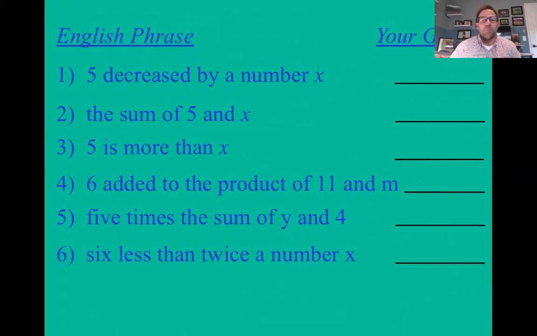So to start, I've given you 6 phrases. These are written in English. There are some numbers, but these are written in words primarily, and I want you to translate them into math expressions. So for example, I'll do the first one with you, and then I want you to try to do 2, 3, 4, 5, and 6 on your own. So on this first one, it says 5 decreased by a number x. So if we were to translate that, we would write 5 minus x. So that would be the translated expression.